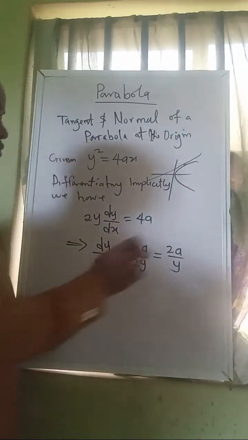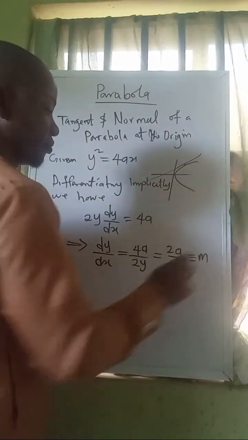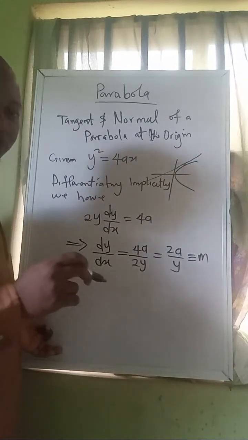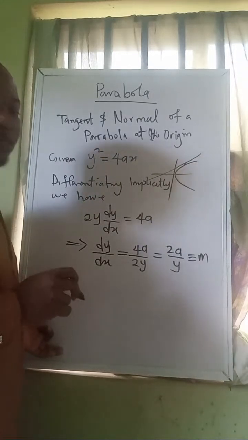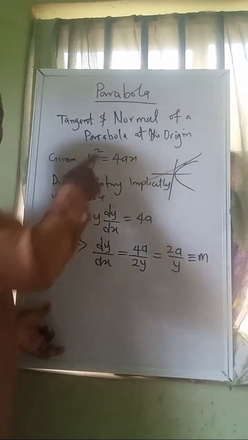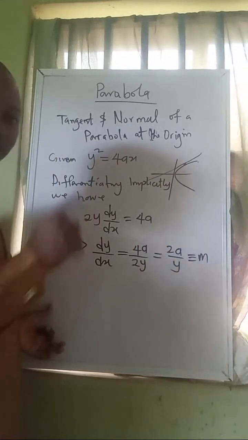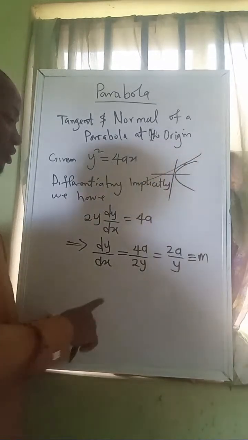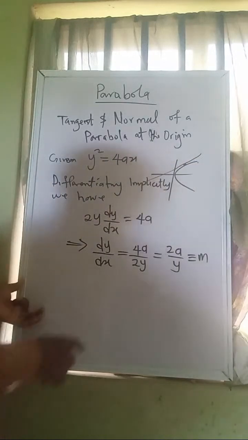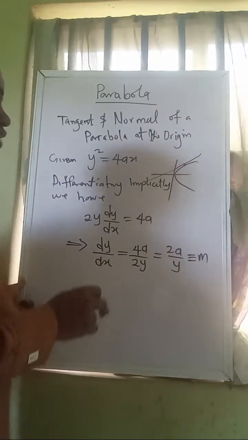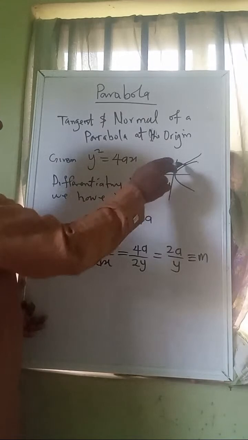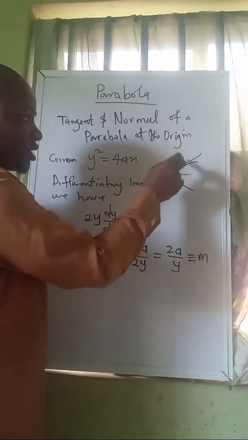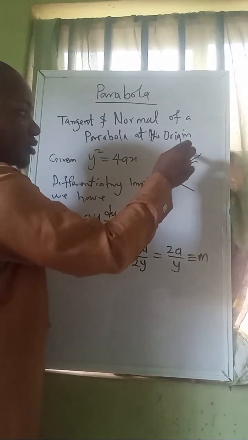So we say let this be m, which is the tangent, or the slope, of the parabola whose vertex is at the origin. We must emphasize that, because that thing alone is key to what we are doing here. Now suppose the tangent line touches the parabola at a point x1, y1.